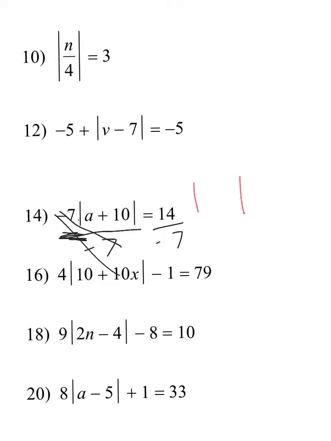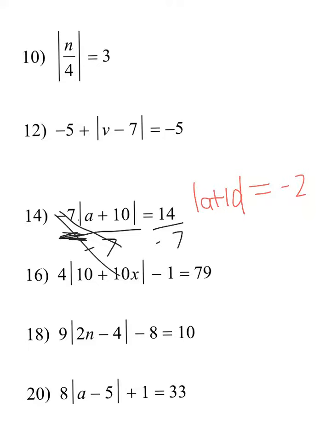Absolute value, and then inside there I have the a plus 10 is equal to, and if we take 14 and divide by -7, it's -2. Okay? Now we've isolated the absolute value, which is what we want, and then we look at what we have, and we're taking the absolute value of something, and it's got to equal a negative. Now, if you remember, absolute value is always positive.